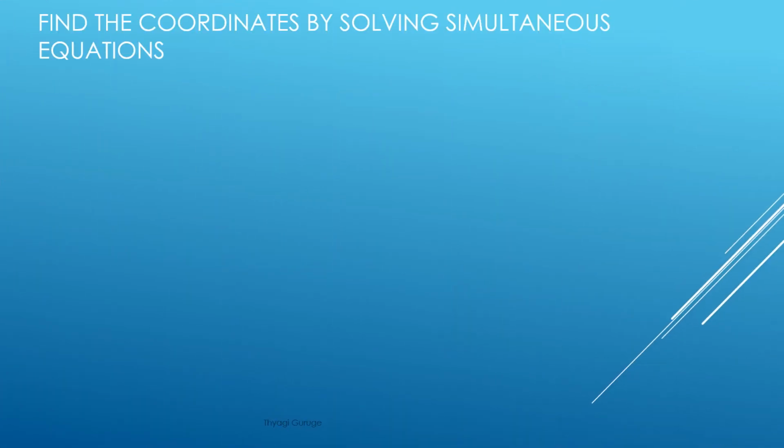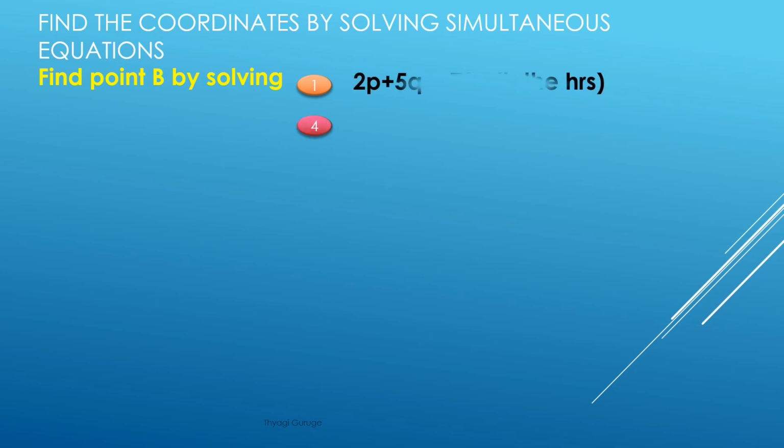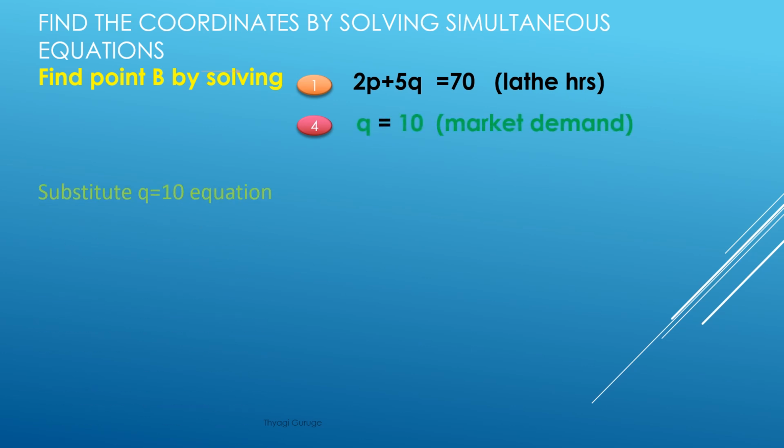To find point B, we have to solve equation number 1, which is lathe hours, and equation number 4, which is the market demand. So it's easy. Why? We can easily substitute Q equals 10 into equation number 1. By substituting the value, we get P as 10. So let's see how we are going to find point C.